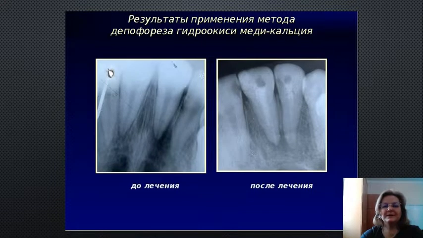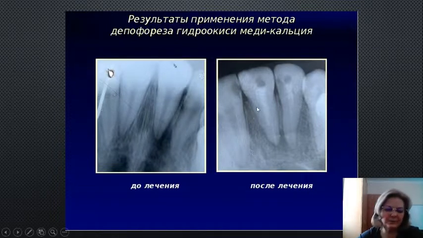You see on the picture the result of using depophoresis for treatment of destruction of bone in the apical tissues of the tooth. First picture, before treatment. The next picture, after treatment. On the first picture you see the region of bone destruction. On the next picture you cannot see this region.